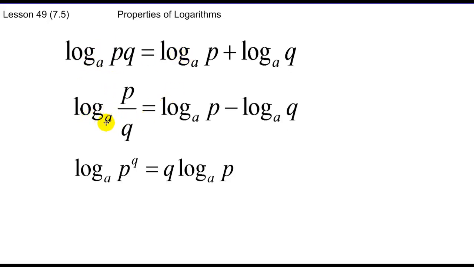If I have the log base of a division of two numbers, that's the log base of that numerator minus the log base of that denominator. And lastly, if I have the log base of a number to a power, I can take and bring that power out in front and thus multiply that exponent by the log base of the number. All right. So we're going to use these properties to combine and expand some expressions.